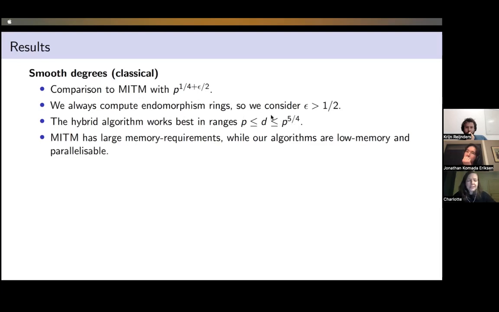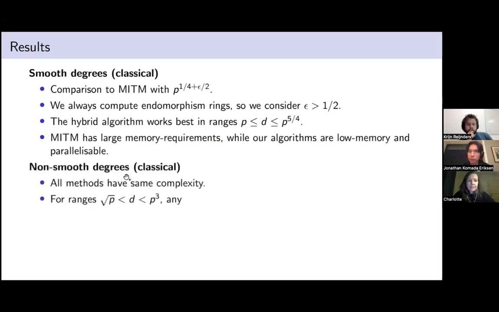Oh no, it's not p to the 5/4. And I guess the main selling point for our algorithm is that we have barely any memory requirements, which is of course in contrast to meet in the middle, which requires quite a large amount of storage space, and we can also parallelize the guessing, or basically run different guesses on different machines when we're in the classical setting, of course.